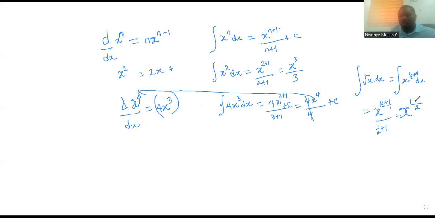2 into 1 is 2. Multiplied by 1 is 2. Right? So this is going to give us 3 over 2, right? You know you have to introduce your c. So we have x raised to the power 3 over 2 divided by 3 over 2 plus c. So if you change this to multiplication, the denominator will go up. So we have 2 over 3 multiplied by x raised to the power 3 over 2 plus c. So this becomes your solution to it.